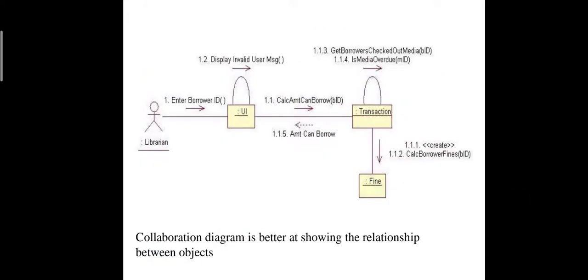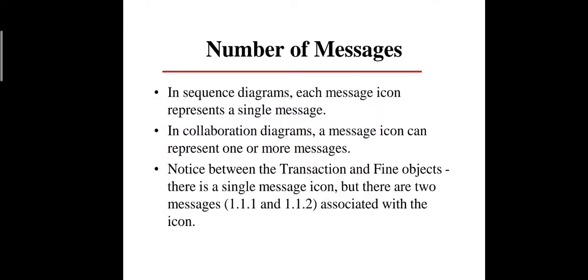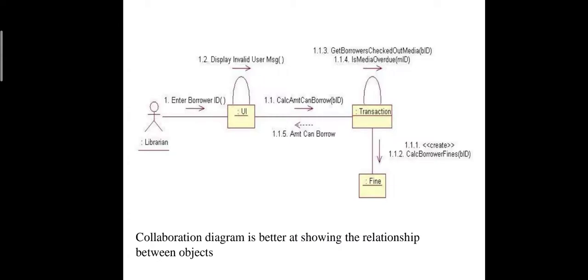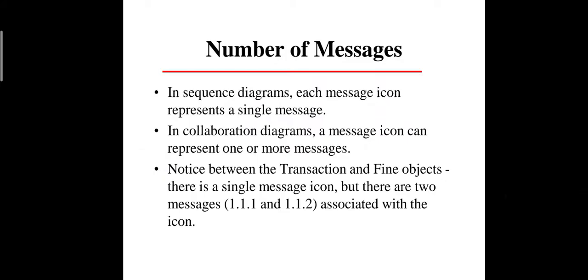Whereas in the collaboration diagram, it will show the communication that takes place between the different objects of the different classes by giving them a sequence number. Which sequence it has to follow will be represented by this sequence number. So the collaboration diagram is better at showing the relationship between the objects. Instead of showing the time ordering of the messages, it will show the relationship between objects by showing the exchanges of messages between the objects.